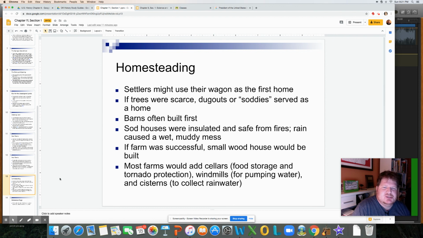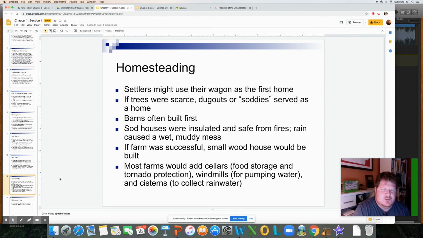If trees were scarce, dugouts or soddies served as the home. Basically, because there were not a lot of trees and not a lot of wood, many of these settlers would use the actual dirt in the ground to create mud bricks, and then they would build a home, and they would use their wagon to create doors and windows. Barns were often built first. Sod houses were insulated and safe from fires.